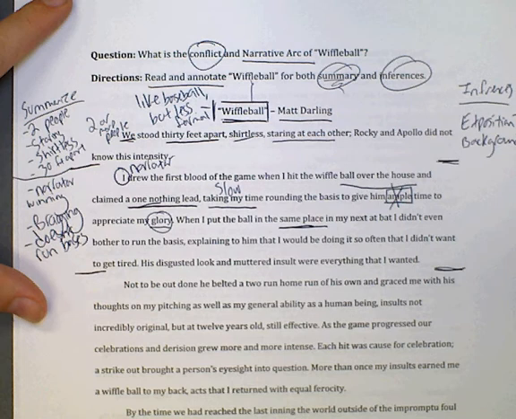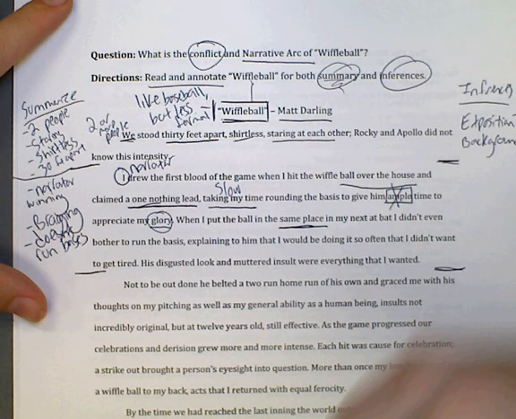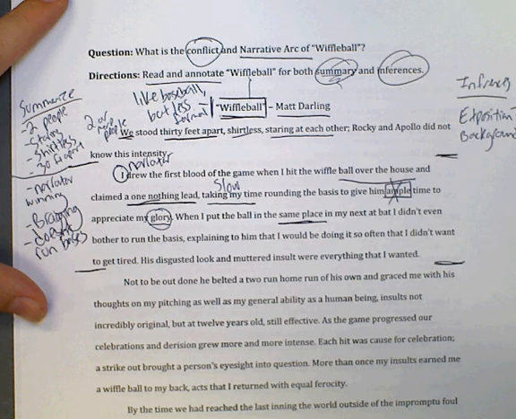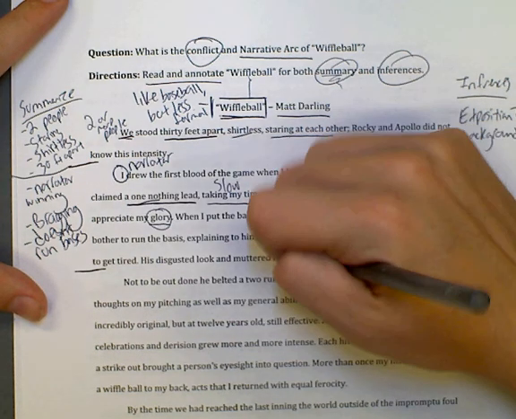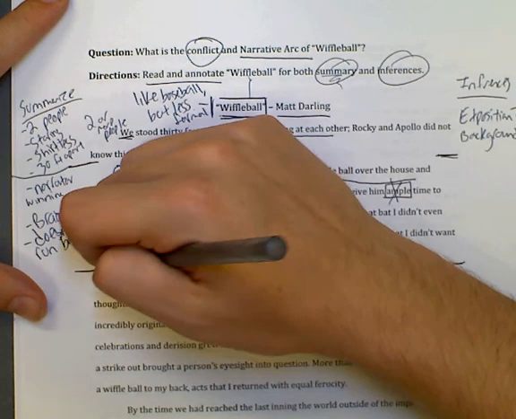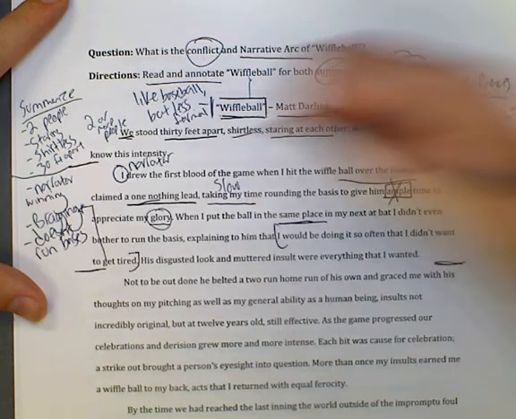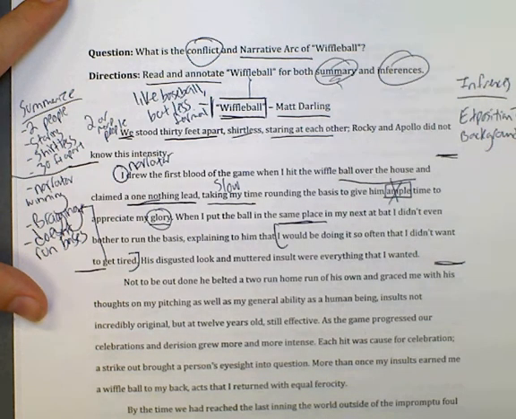Well, now I want to ask myself, if he's bragging, why is he not running the bases? And he's like, okay, so he's trying to rub it in this kid's face a little bit. He scored. And then finally, the last sentence, he explained to him that I would be doing it so often that I didn't want to get tired. Well, I would be doing it so often, I didn't want to get tired. Again, connects to the idea that he is bragging.